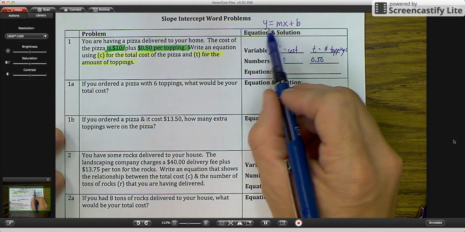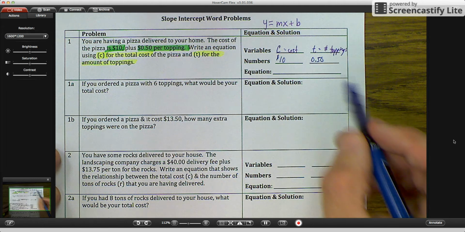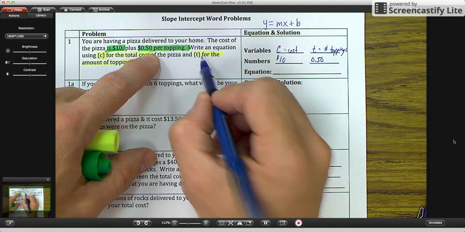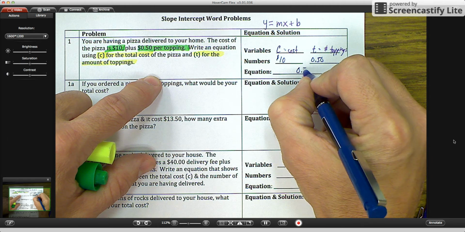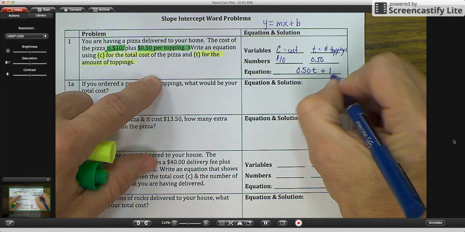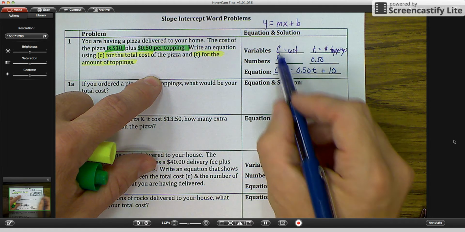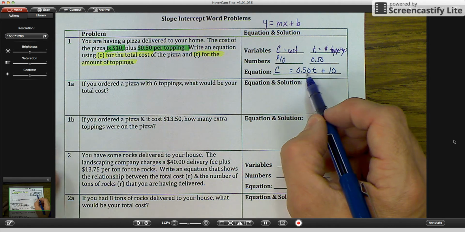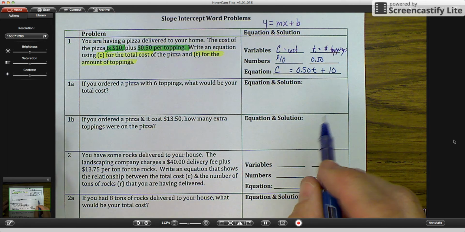Remember in our y equals mx plus b, we have m and x, and they go together and they're multiplied. The t for toppings and the 50 cents per topping become our mx in this equation. So I'm going to write 0.50 t, and then add the original cost of the $10 to it, and that will equal my total cost. So C equals 0.50 t plus 10. Every time you add a topping, it's 50 cents, and you multiply the number of toppings by 50 cents. So there's our formula, there's our equation.